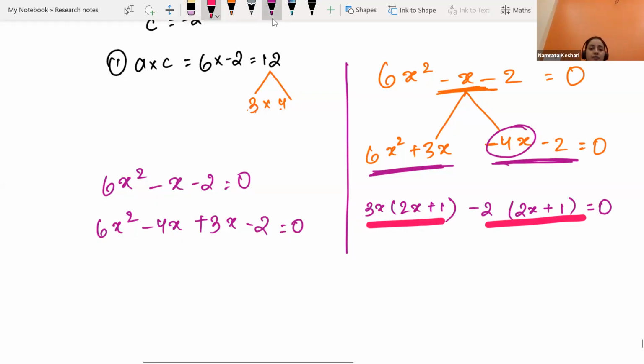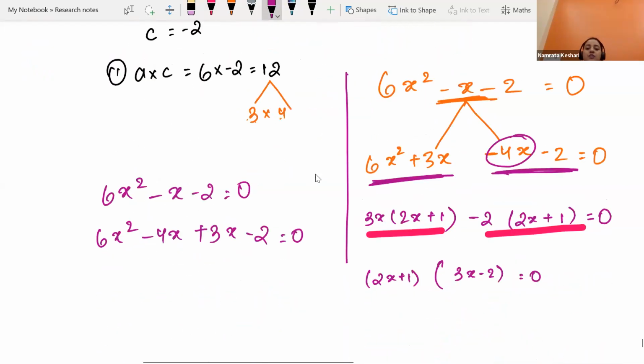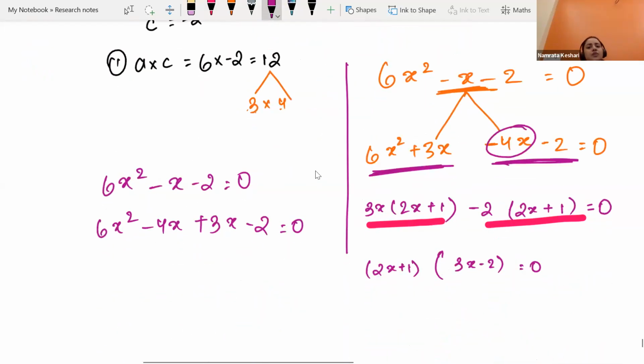So it's 3x minus 2, times 2x plus 1. From these two terms, what is common? 2x plus 1 is common. We'll be left with the remaining 3x minus 2. That is equals to 0. We wanted to find the roots of this quadratic equation. Factorization we have done already. We are done with the factorization. We want to find the roots of this quadratic equation.